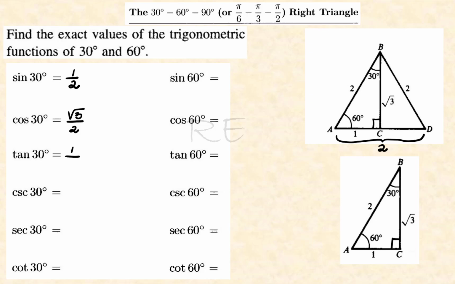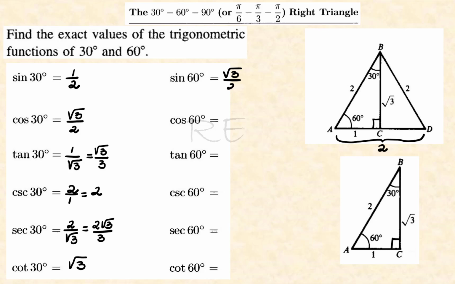Tangent 30 is 1 over square root of 3. When we rationalize, it's going to be square root of 3 over 3. Cosecant 30 is just 2 over 1, which is 2. Secant 30 is 2 over square root of 3, which is 2 square root of 3 over 3. Cotangent 30 is square root of 3 over 1.